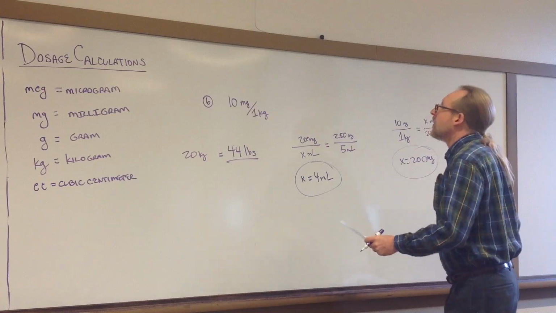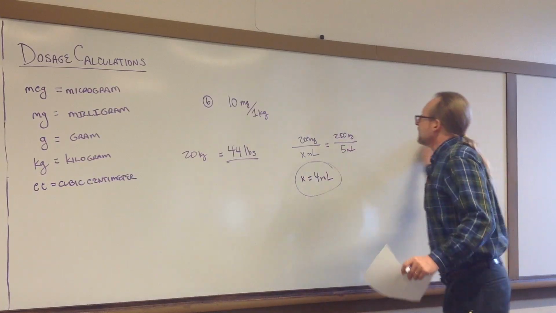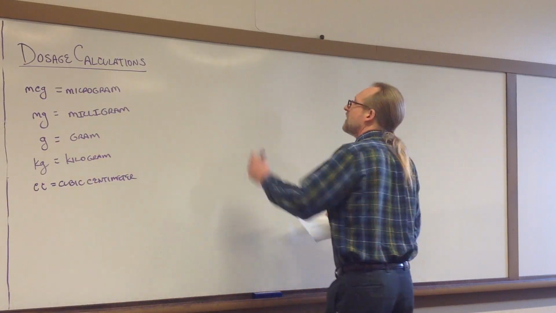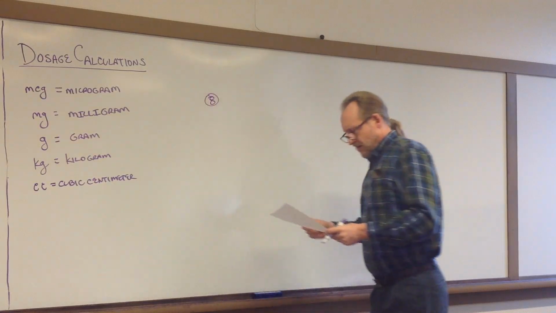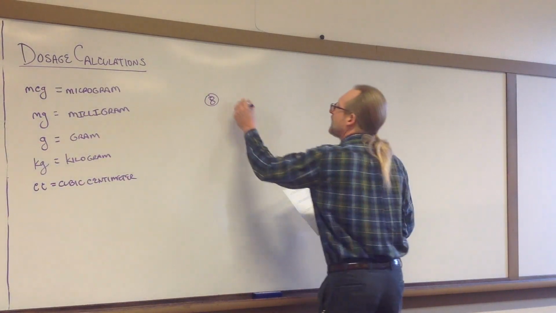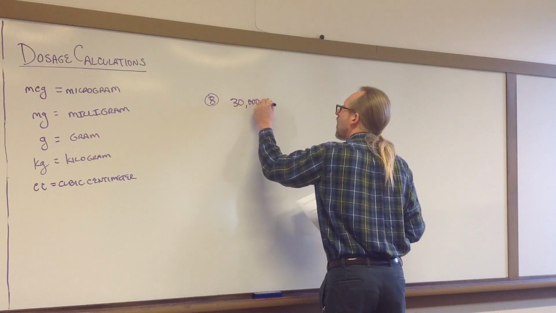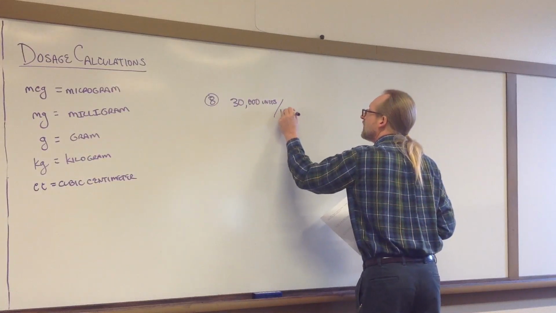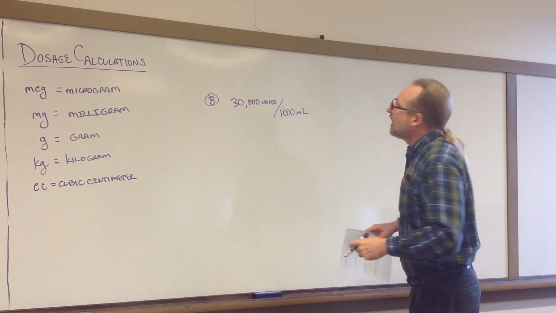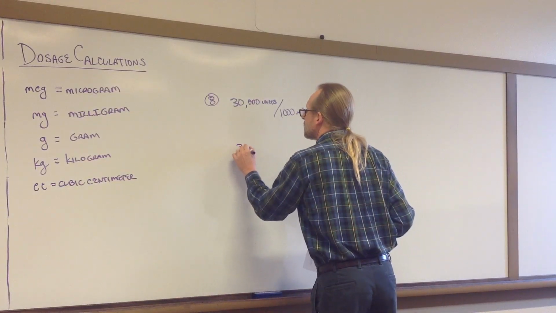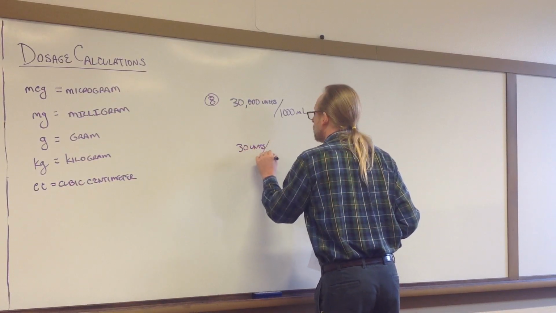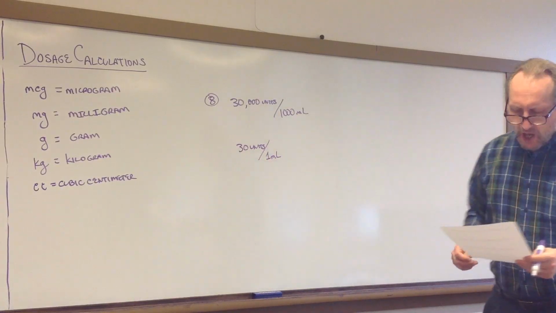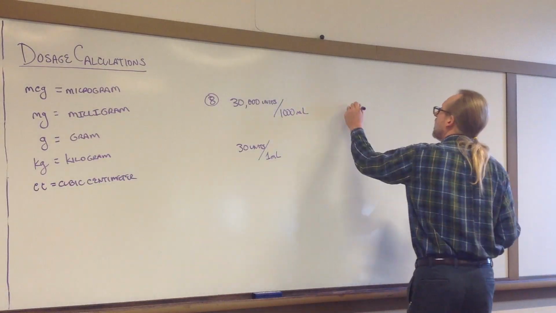Okay, that was an interesting one. There were a couple of different places where we had to use proportions, and that's frequently the way these problems are set up. All right, heparin concentration, 30,000 units per 1,000 milliliters. We could reduce that. We could say this is 30 units per milliliter if we wanted to. I'm not sure if that'll be helpful or not.